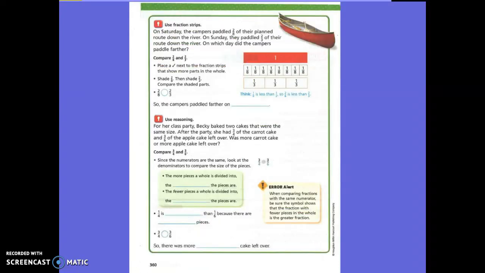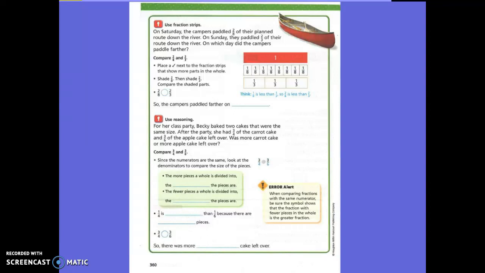Okay, read the story problem for this. On Saturday, the campers paddled 2/8 of their planned route down the river. On Sunday, they paddled 2/3 of their route down the river. On which day did the campers paddle farther?